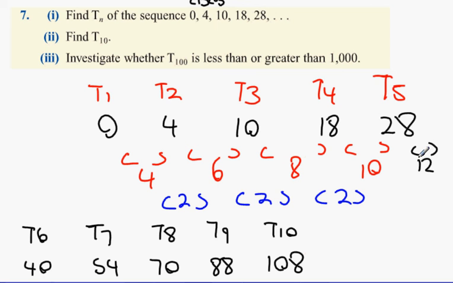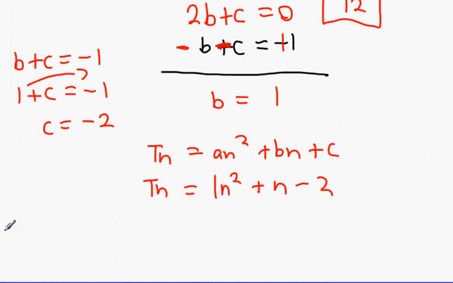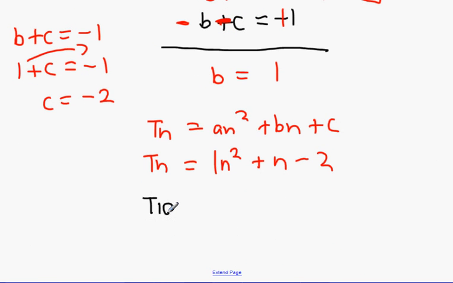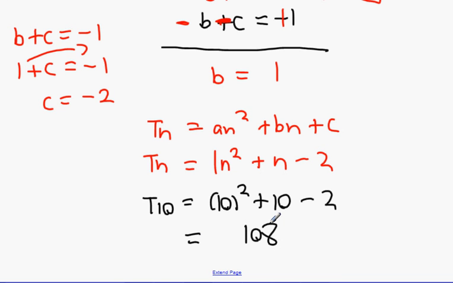Does everybody understand? The last gap was 12, the next gap is 14, this gap is 16, this gap is 18, this gap is 20. Our answer is 108. Let's see if our formula works to give us 108. What we do is replace all n's with 10. So we're going to get 10 squared plus 10 minus 2, and as it turns out, it's 108. So our formula tells us what we can do manually. The reason why we use the formula is if I asked you to find T100, are you going to count that high? No.